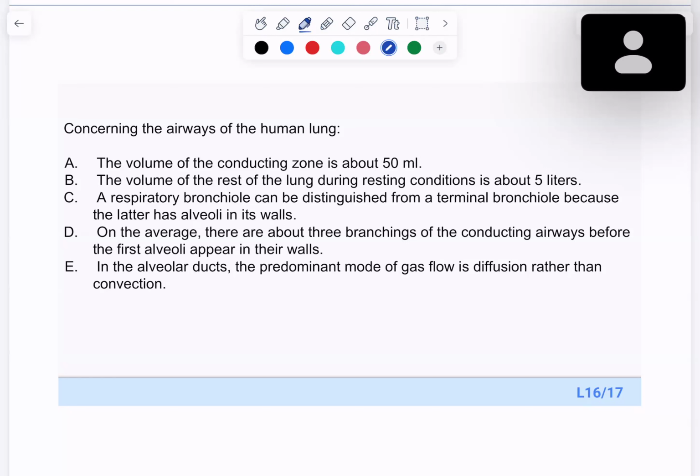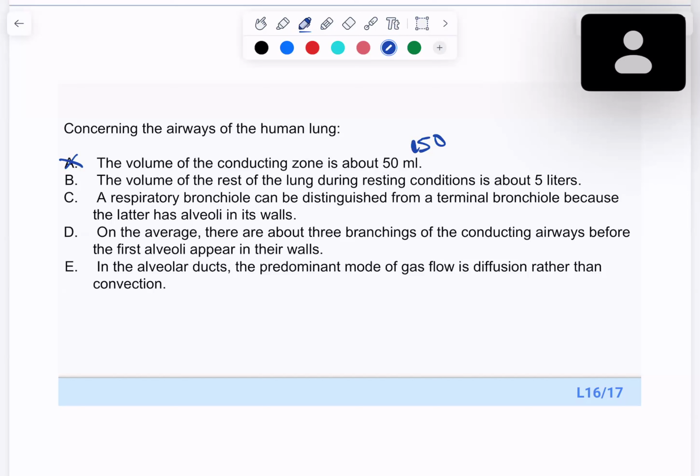C. Okay. B, the volume of the lung is 5 liters, and E. So we have C, we have B, and we have E. Let's go through this one by one. First of all, what is the volume of the conducting zone? This is purely a recall question. It is not 50 milliliters, it is 150 milliliters. So A is out.